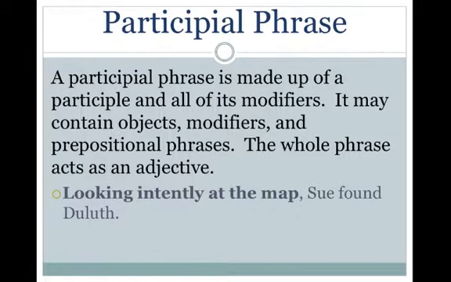For example, looking intently at the map, Sue found Duluth. So looking intently at the map is a participle phrase. It's an adjective that modifies Sue. It's telling us what she's doing.